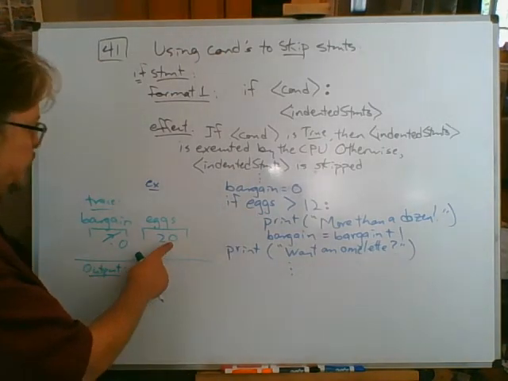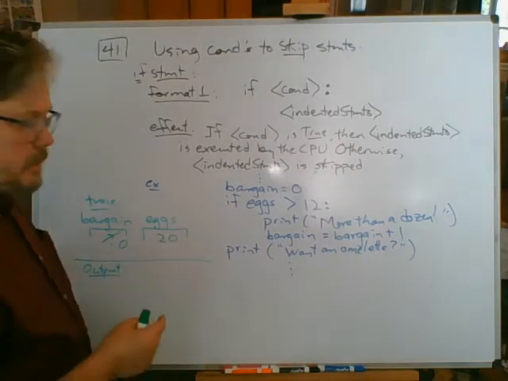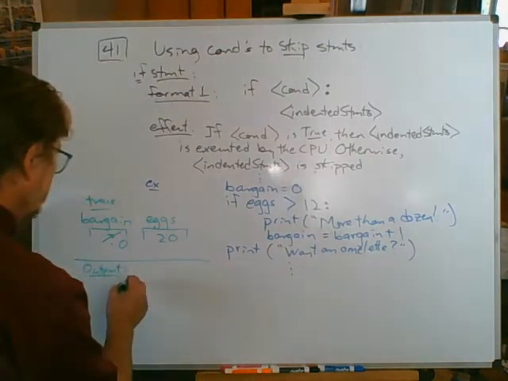Still got to look it up in memory. Is it true that the current value of eggs is greater than 12? Yes, 20 is greater than 12. So it is going to print more than a dozen.